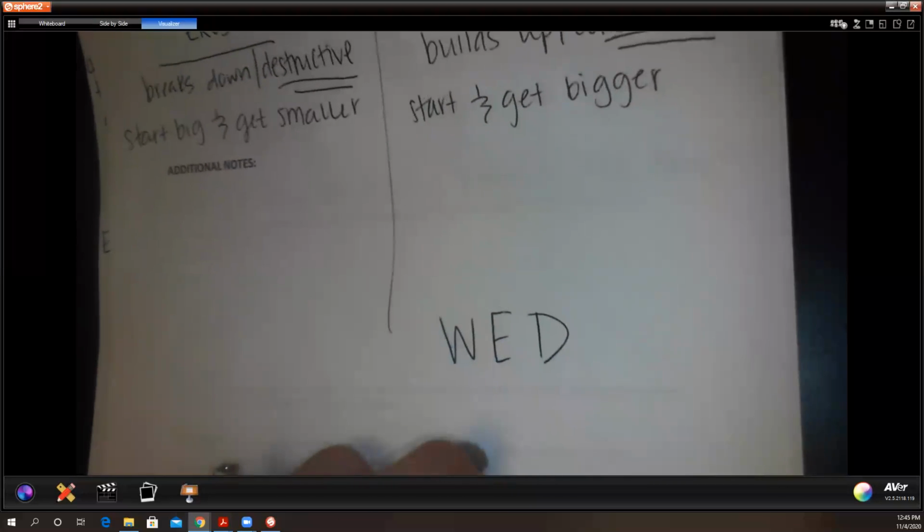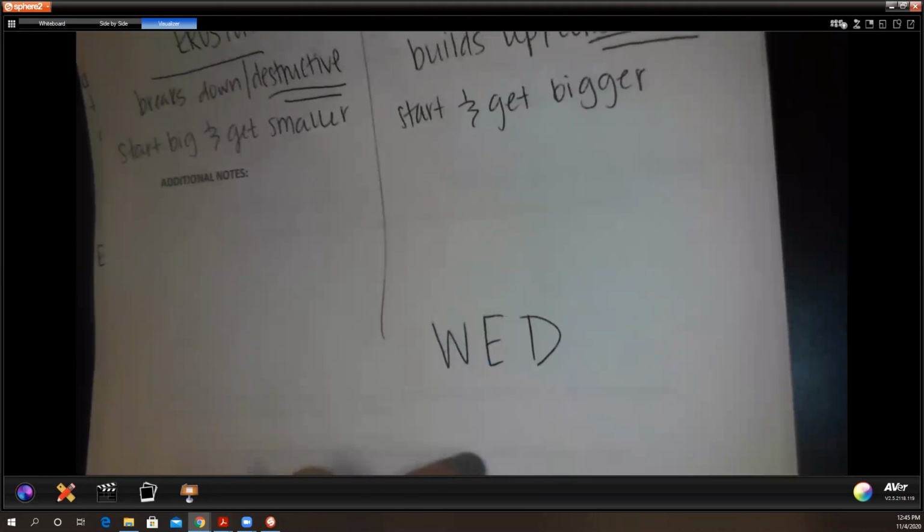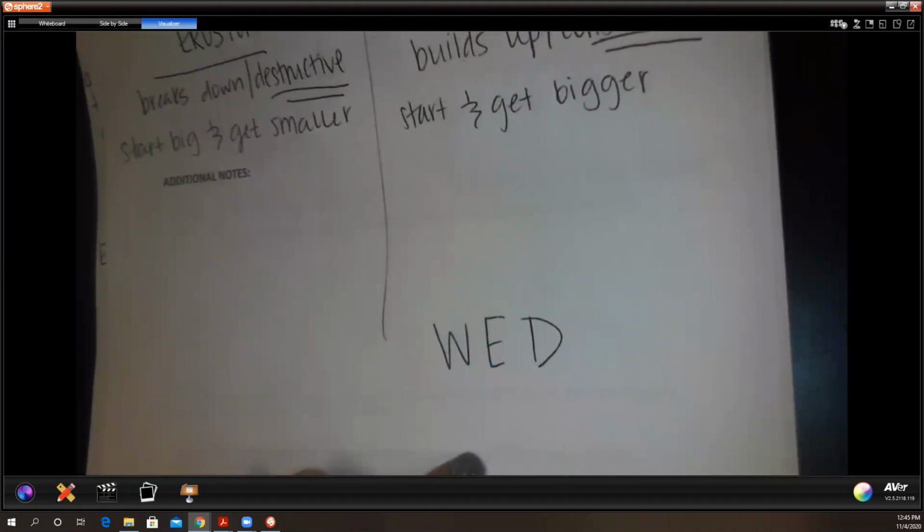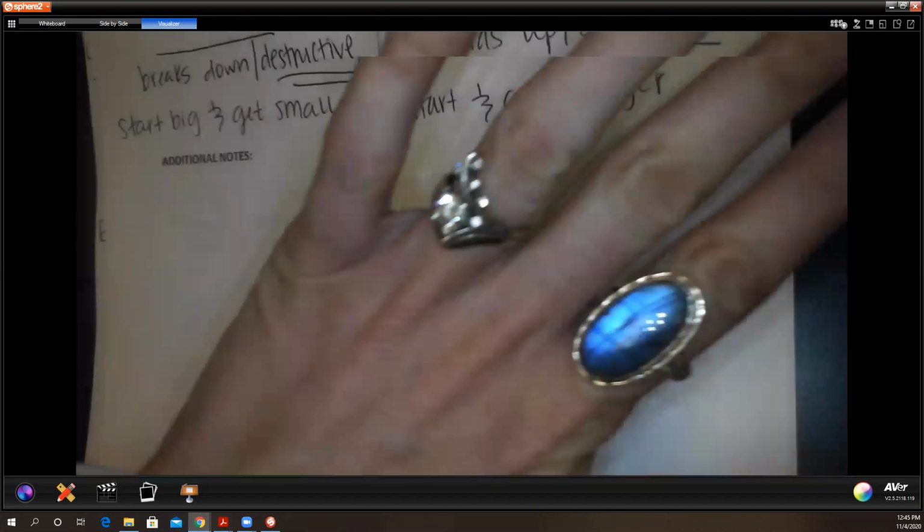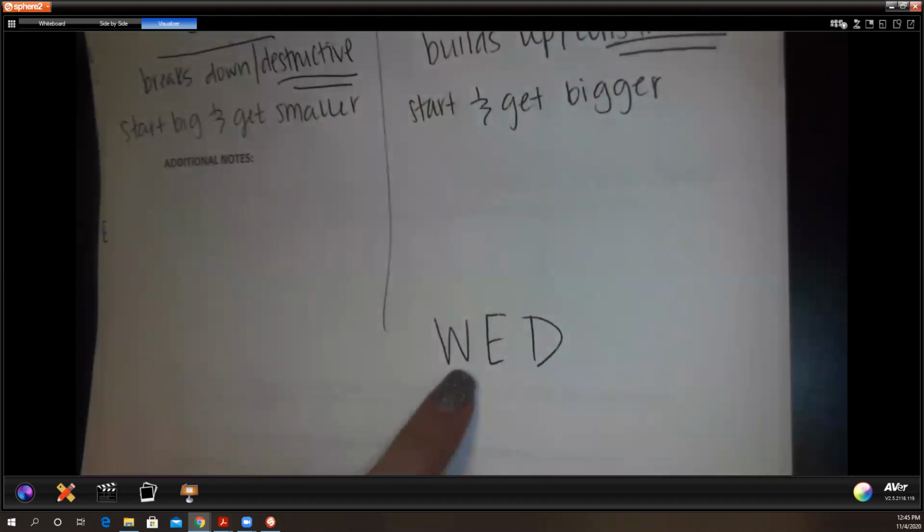Like a wedding ring, some people call a wedding ring a rock. They're like, look at that rock. Okay, it's a rock. It is, because it actually is. This is done. Right? You got married? I've been married.